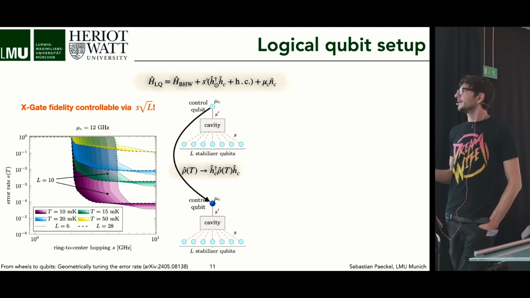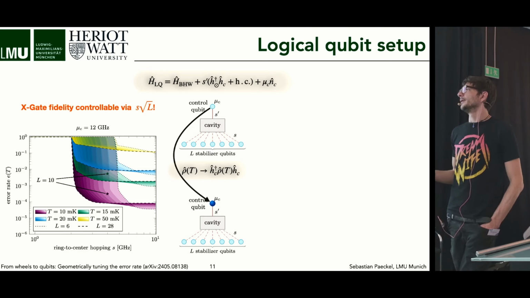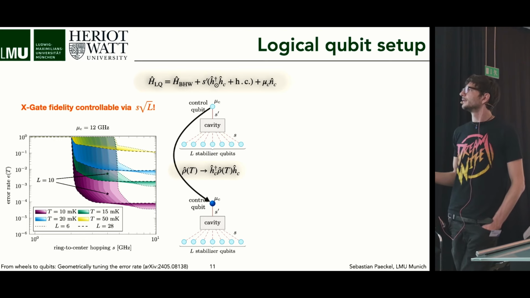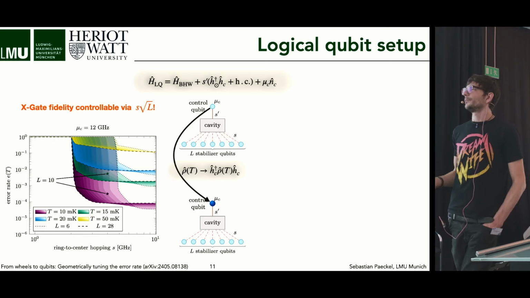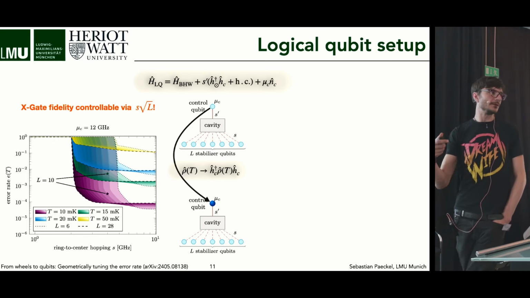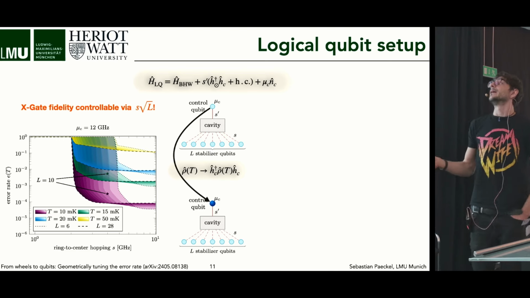So this X-gate fidelity here is shown for one choice of the frequency detuning as a function of the temperature. And you can see that we can reach fidelities. So these are the error rates, so it's 1 minus fidelity. We can reach error rates at 15 Kelvin which are smaller than 10 to the minus 2, and if you go to even 10 millikelvin, they drop below 10 to the minus 4. The color shading here corresponds to the different number of control qubits, of stabilizer qubits.